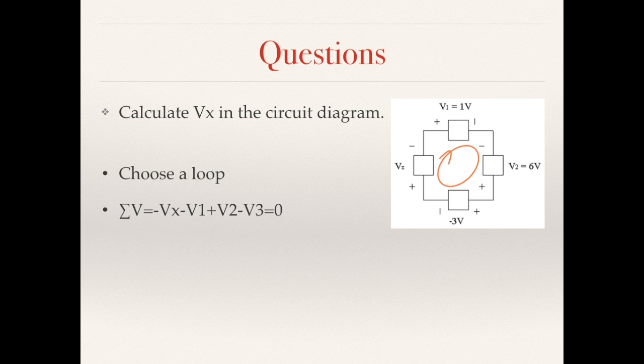And the next step is just to substitute the values. So here we get minus Vx minus 1 volt plus 6 volts minus 3 volts. Notice here it's minus 3 volts. And the last step we have is just to calculate Vx. Here we go. Vx is equal to 8 volts. Simple and easy. That's basically how you use Kirchhoff's voltage law to solve problems.